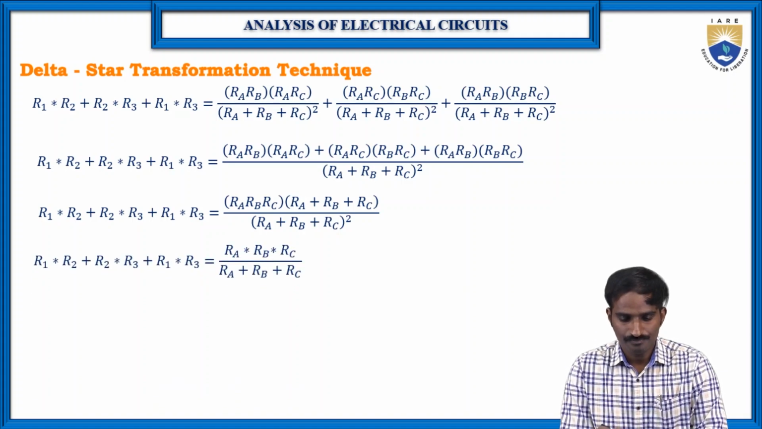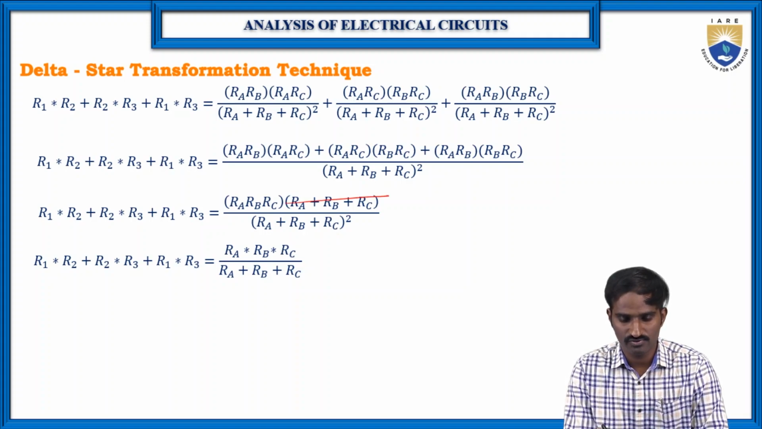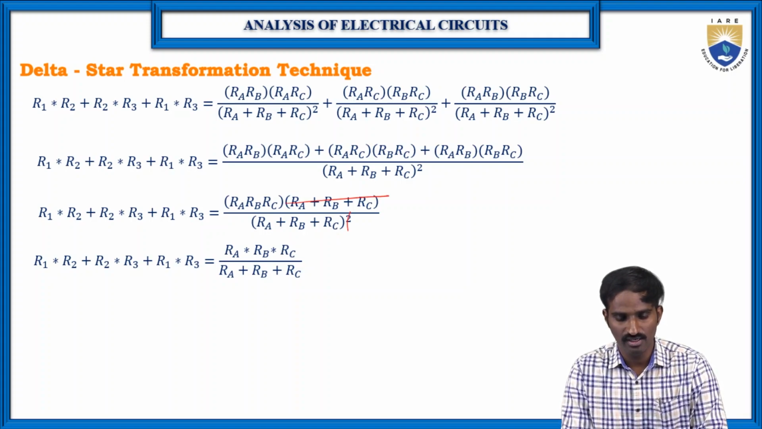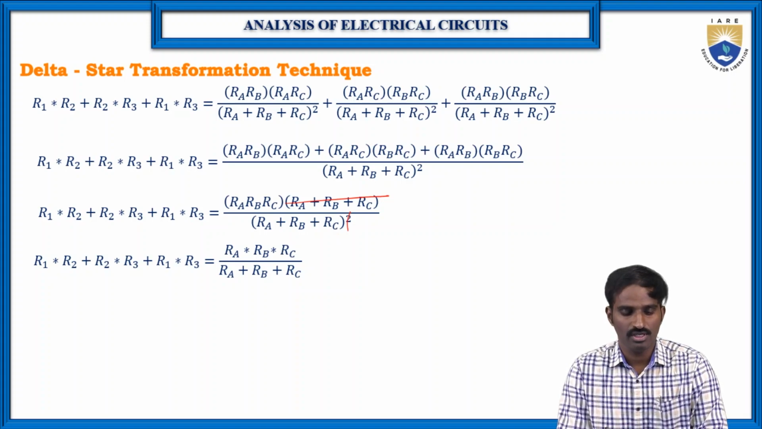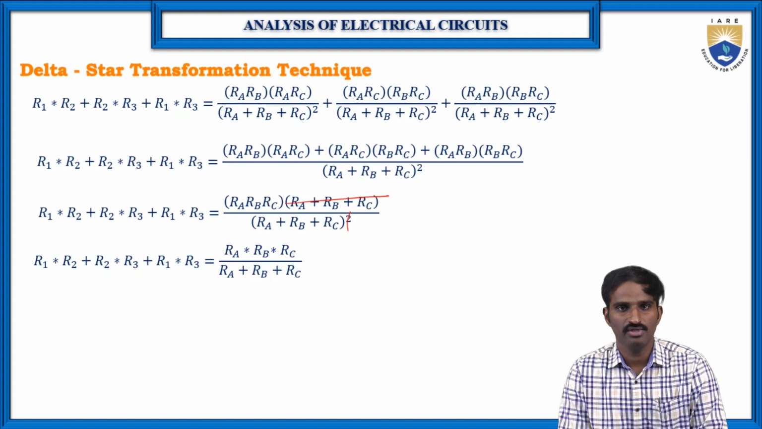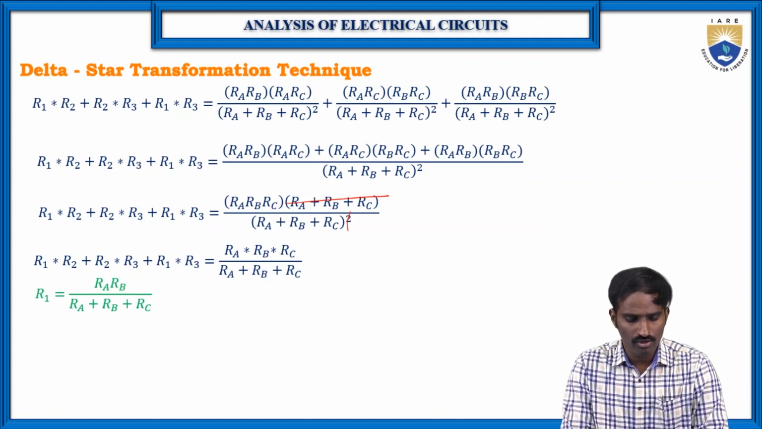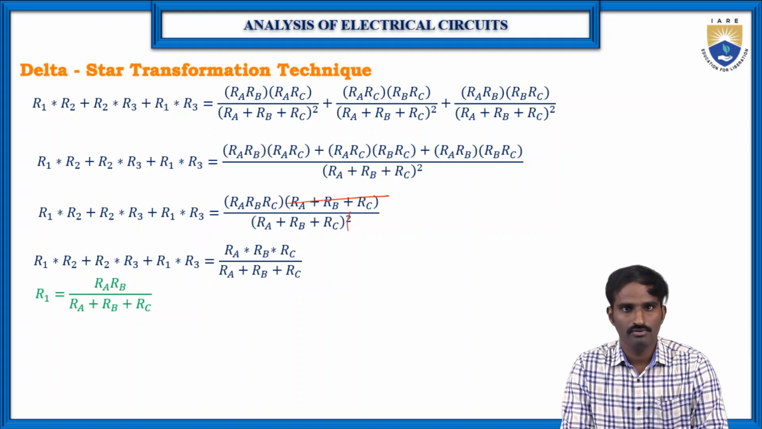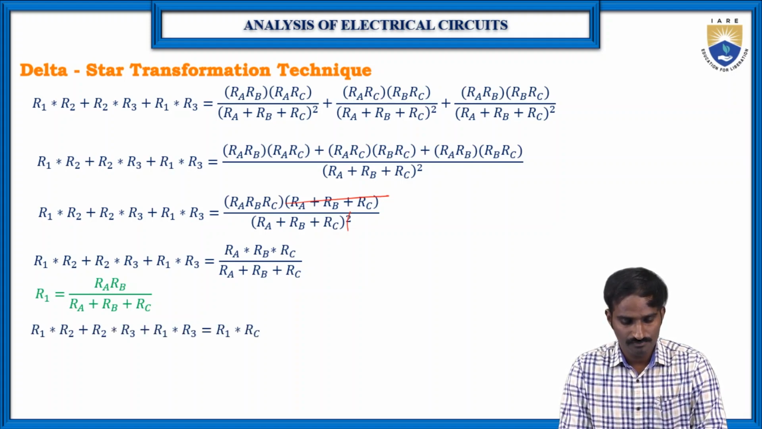Okay, so here RA plus RB plus RC is there, and here the square gets cancelled. Then finally you will get RA RB RC by RA plus RB plus RC, which is equal to R1 R2 plus R2 R3 plus R1 R3. Okay, then we know already what R1 is. From the previous slide, we know R1 is equal to RA RB by RA plus RB plus RC.